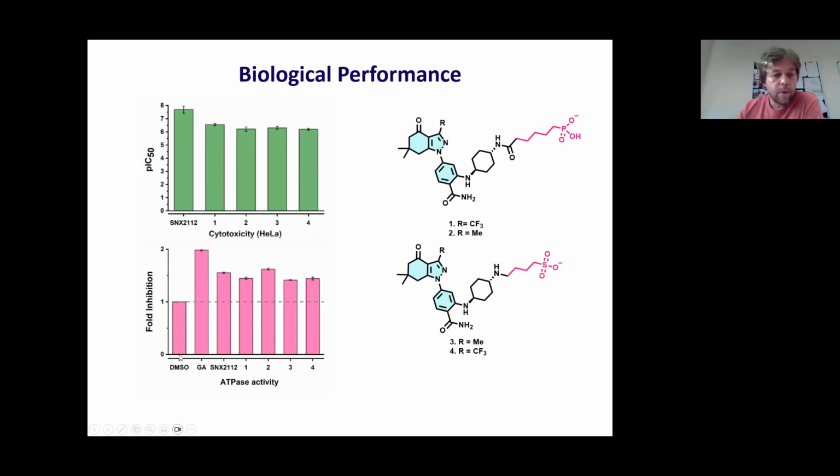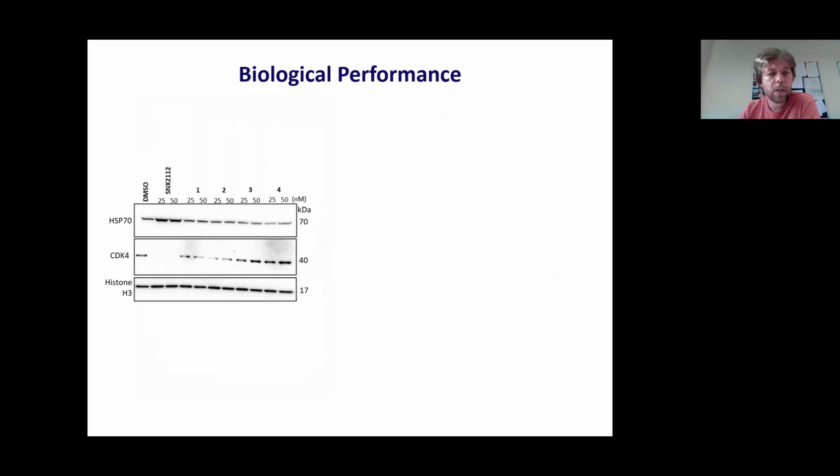An absolutely critical experiment was, of course, determining if these compounds were still able to inhibit HSP90, and we got some data to show that, normalized to DMSO as the control, compared to SNX2112, all four of our modified analogs retained more or less the same ATPase activity against HSP90 as the parent compound. So that was a very important result for us because we were showing that we were still capable, at least, of inhibiting HSP90.